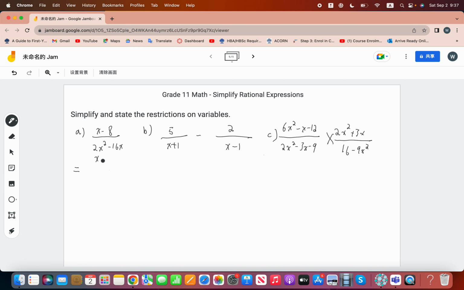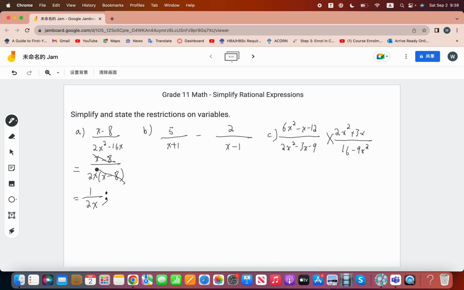So it's going to be x minus 8 over 2x times x minus 8. Then I can cancel the x minus 8 from the top and the bottom. So I'm left with 1 over 2x. Now I'm going to state the restrictions.